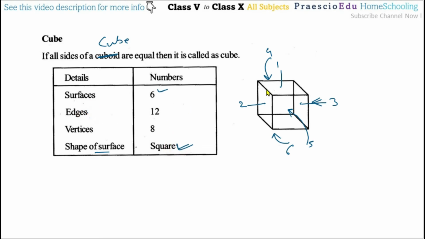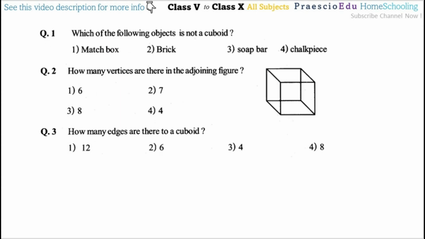Then edges: same as a cuboid, there are 12 edges, 1 2 3 4 5 6 7 8 9, then 10 11 and 12. Then vertices are 8, same as a cuboid: 1 2 3 4, then 1 2 3 and 4, means 8. 4 plus 4 is 8 vertices. These are the elements. On this basis there are some questions.